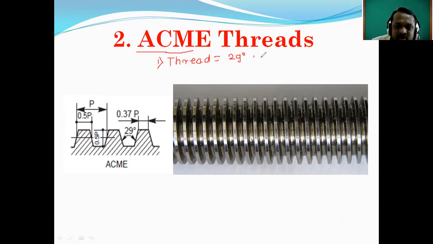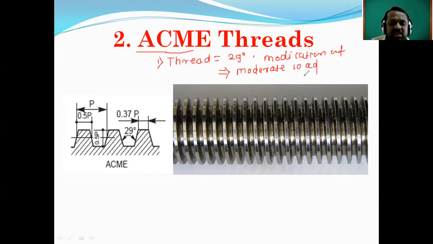You have to remember that ACME thread is nothing but a modification of the square thread. And it is used for moderate load. We know that the square thread we are using for the heavy load, and that ACME thread we should use for the moderate load.